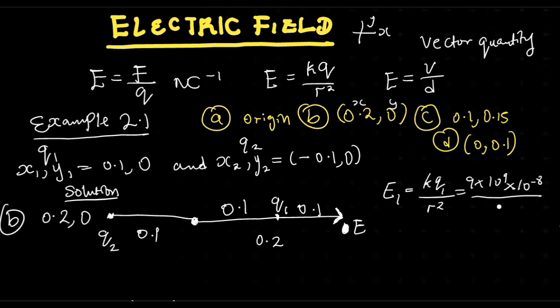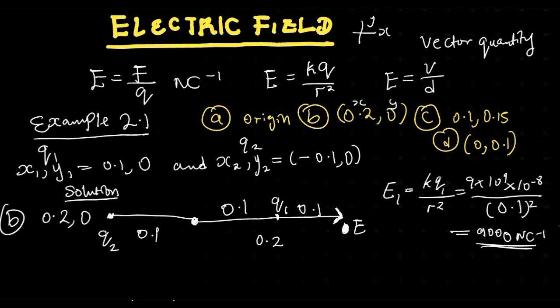So we say 0.1 squared. And when you do this, you have an answer like 9,000. Is it 900 or 9,000? Yes, 9,000 Newton per coulomb. So we are done calculating E1.